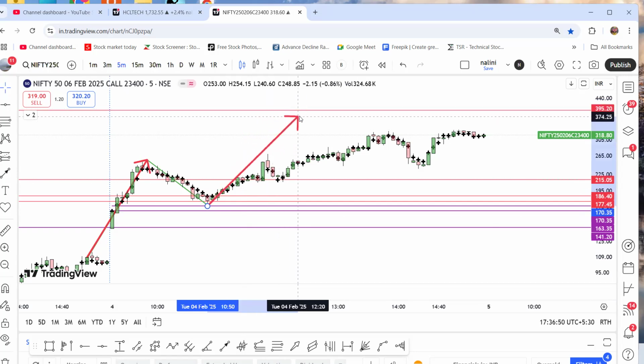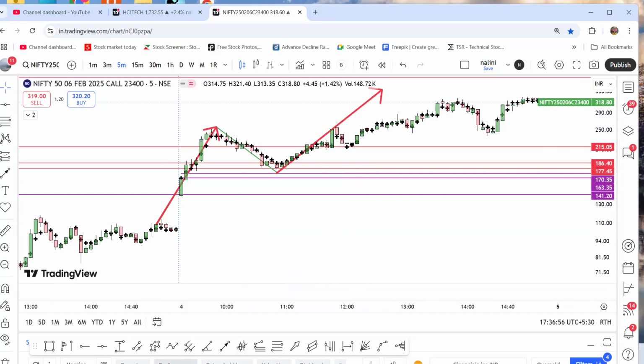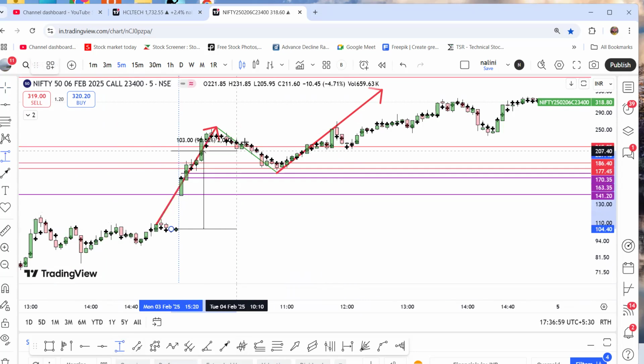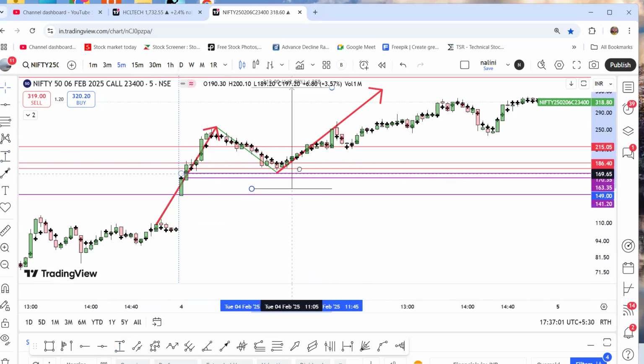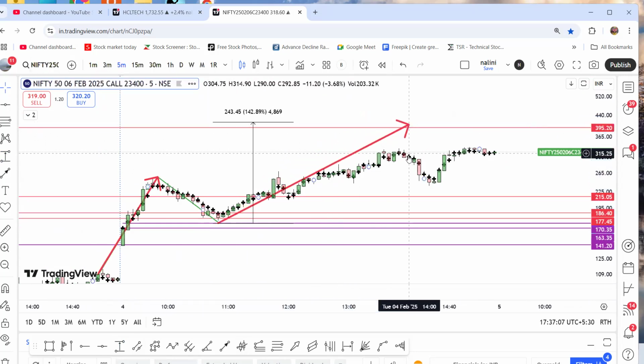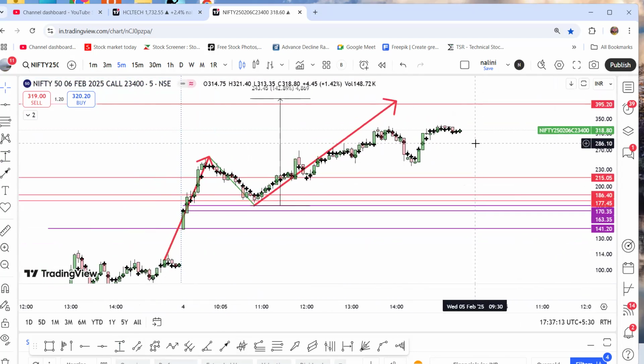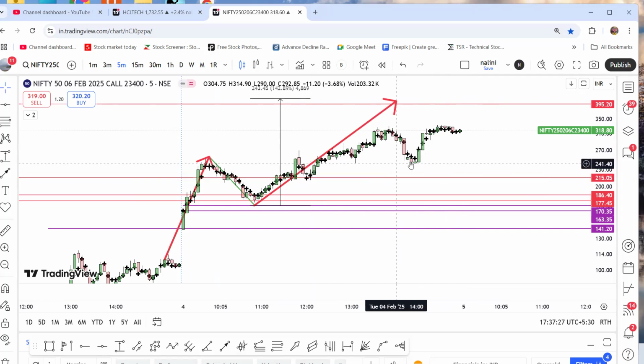Okay, I've changed the angle. Let me bring it and measure like this. So I should get a 142 measured move. Probably we may get this target tomorrow in the option premium because the market is in a bull run. Now it has given an intraday dip twice around 12. You got the level at 211. You got the level at 249.